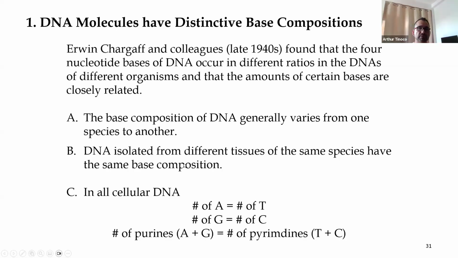What is observed in all cellular DNA is that the number of the nucleotide A equals the number of the nucleotide T. And we're going to see in a moment why that is the case. I expect that you are familiar with this. Then the number of the nucleotide G will equal the number of nucleotide C. And so essentially, the sum of the number of purines will equal the sum of the number of pyrimidines.